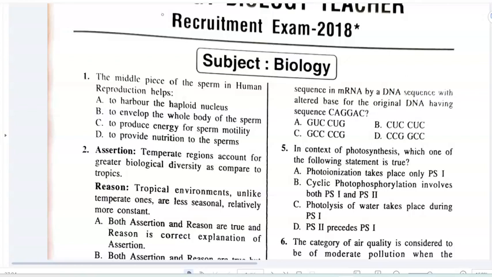Actually it provides energy to the sperm. Actually it's to produce energy for sperm motility. This will be the correct answer, because in human sperm the different regions are there: head region, neck region, and middle piece. The middle piece contains lots of mitochondria. These lots of mitochondria provide energy for swimming. So as it contains lots of mitochondria, option C is the correct answer.